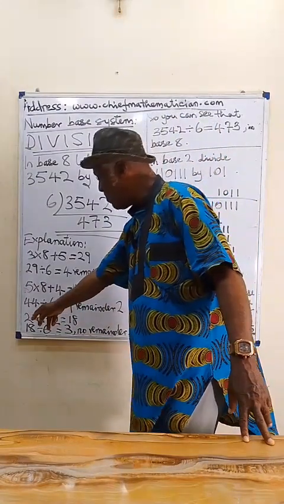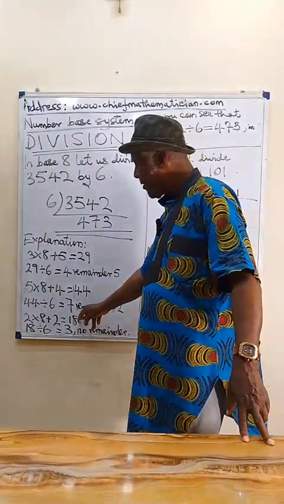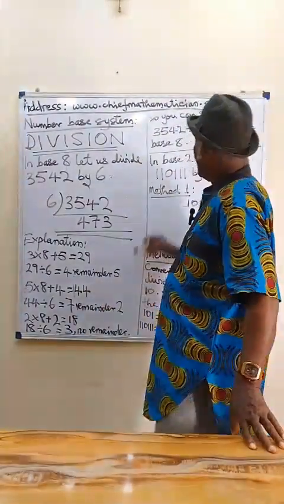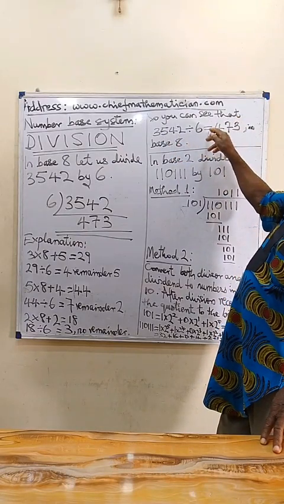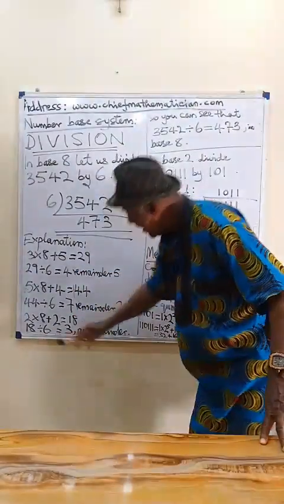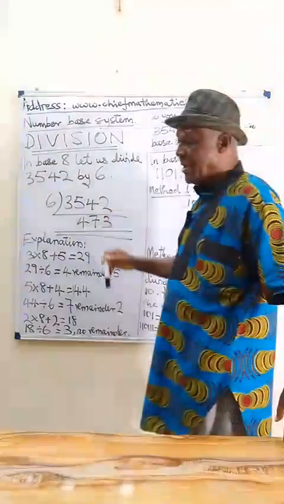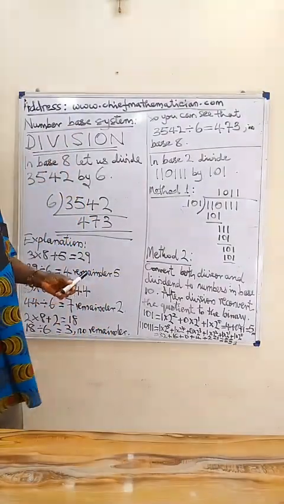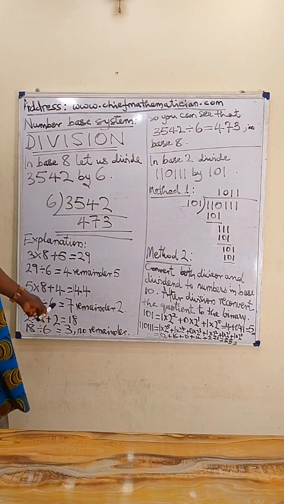The 2 will again be 2 multiplied by 8, which gives you 16 plus 2, 18. Now 18 divided by 6 will give you 3, no remainder. So you can see that 3542 divided by 6 is equal to 473 in base 8. Please take your time and go through this work following my explanation.